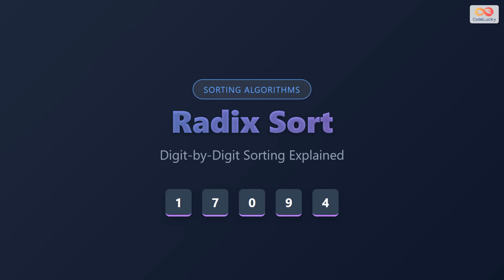Welcome back. Today we are exploring the Radix Sort algorithm. This is a unique and fascinating sorting method that operates quite differently from the standard algorithms you might be used to.